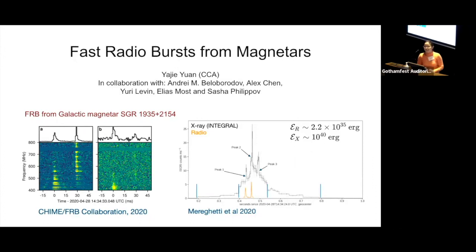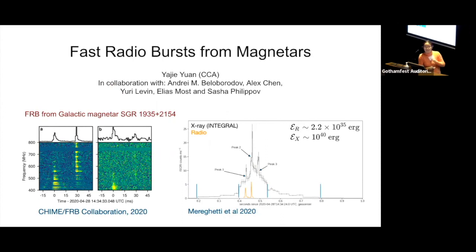As Navin already mentioned, fast radio bursts are mysterious millisecond duration bright radio bursts from cosmological distances. We still don't know what produces these fast radio bursts. Last year, there was an important discovery that fast radio bursts were detected from a galactic magnetar, this object called SGR 1935-2154. So this is the detected fast radio bursts. There are two bursts separated by 30 milliseconds.